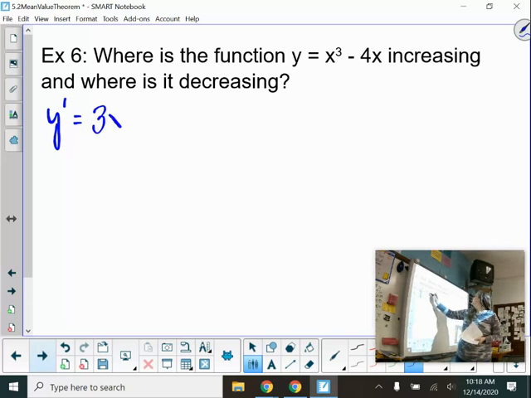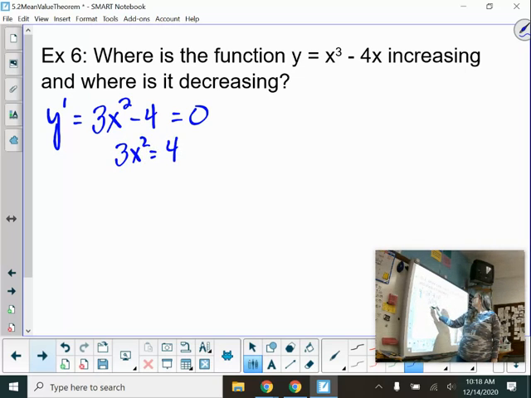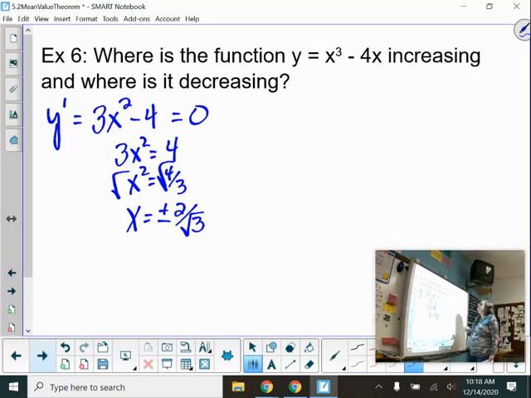So my derivative here is 3x squared minus 4. We want to see where this is equal to 0 because 0 is going to be your boundary between the positives and negatives. And then we can look in between those boundaries and see what sign our first derivative is. I can solve this using the square root property. So x squared is 4/3. Take your square root, and x is equal to plus and minus 2 over the square root of 3.